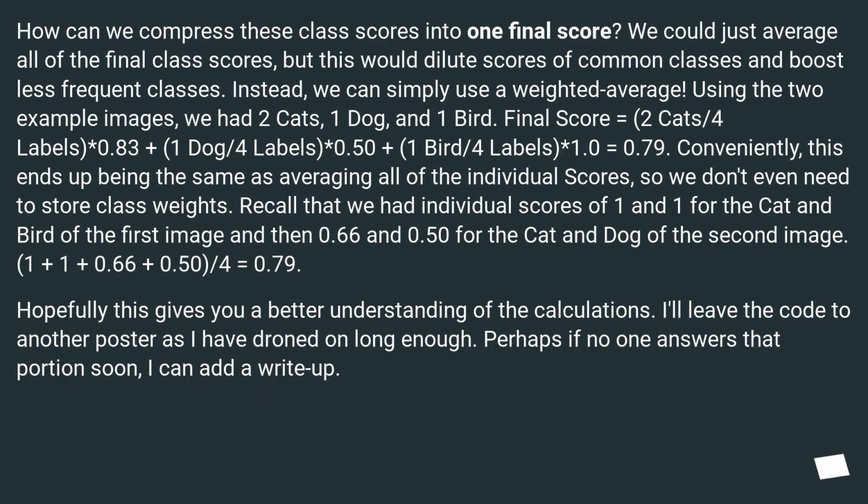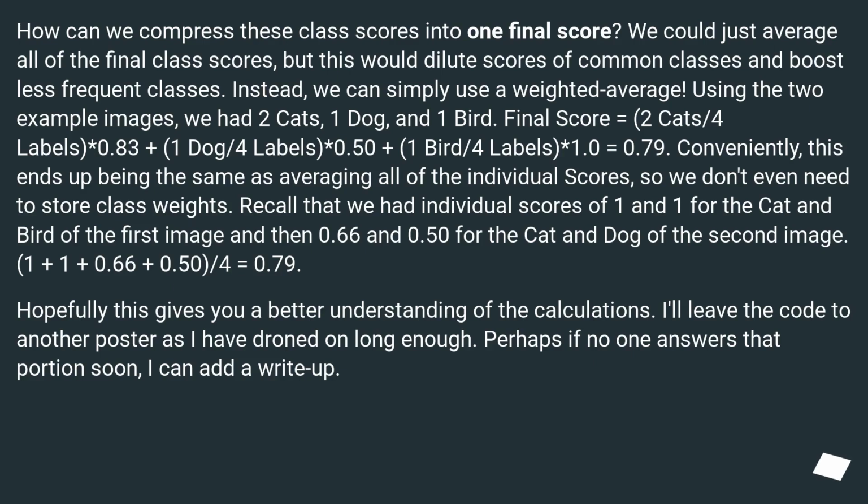How can we compress these class scores into one final score? We could just average all of the final class scores, but this would dilute scores of common classes and boost less frequent classes. Instead, we can simply use a weighted average. Using the 2 example images, we had 2 cats, 1 dog, and 1 bird. Final score equals 2 cats/4 labels times 0.83 plus 1 dog/4 labels times 0.50 plus 1 bird/4 labels times 1.0 equals 0.79.